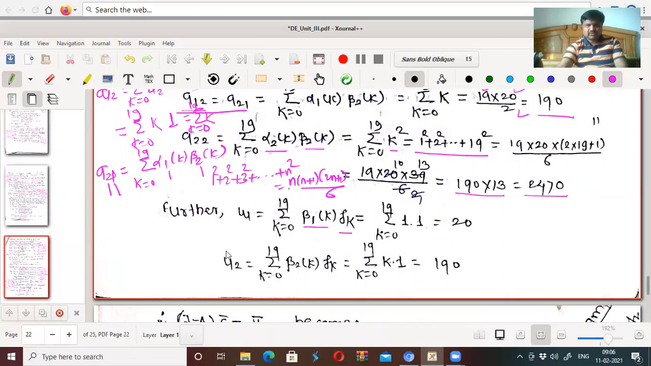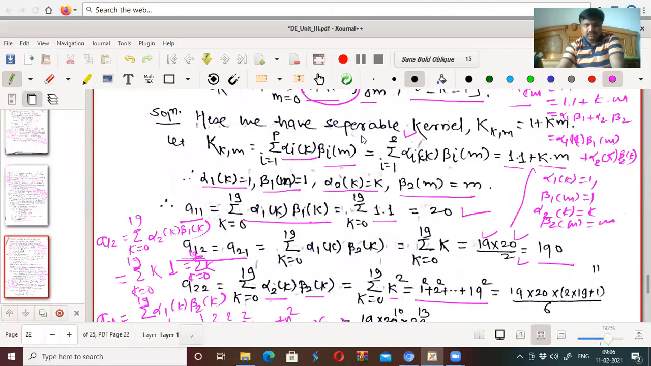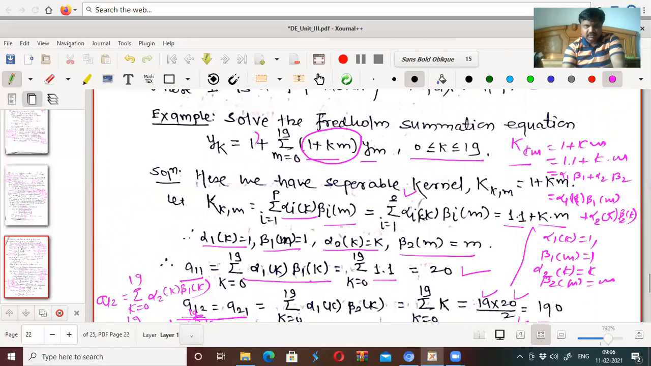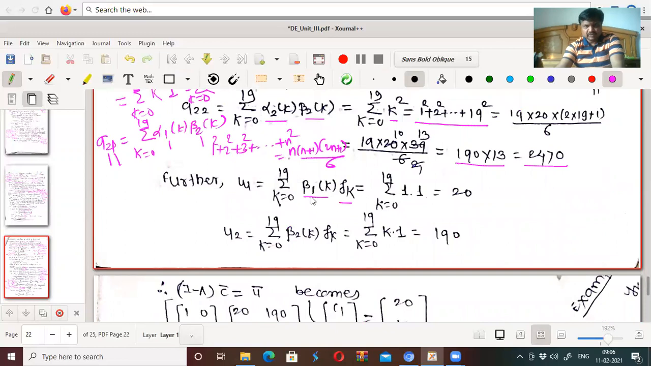Further, u1 equals the summation from k equal to 0 to 19 of beta 1k fk. What is uj? See here, uj is the summation from k equal to a to b of beta jk fk. So u1 is the summation of beta 1k fk, and u2 is the summation of beta 2k fk. Now, in this example, your fk is 1. So u1 equals the summation from k equal to 0 to 19 of beta 1k fk, where beta 1k is 1 and fk is also 1. So it is the summation of 1 from 0 to 19, which is 20.